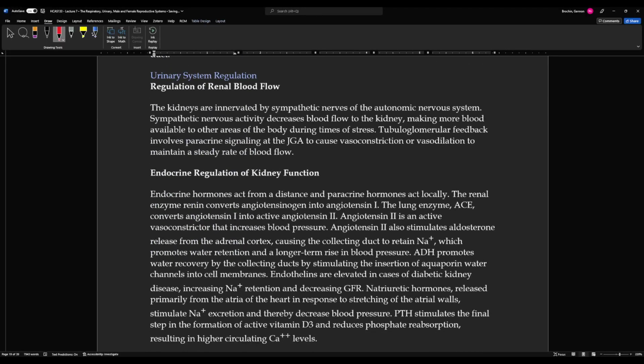Okay, so renal blood flow, as we mentioned before, is controlled by juxtaglomerular cells. They cause vasoconstriction and dilation at a very localized level to control the amount of blood flowing into the nephron.